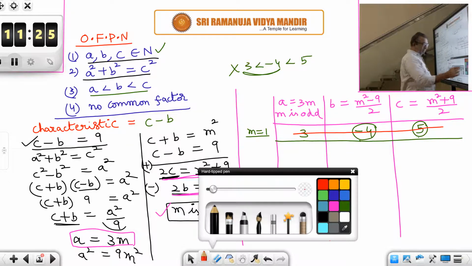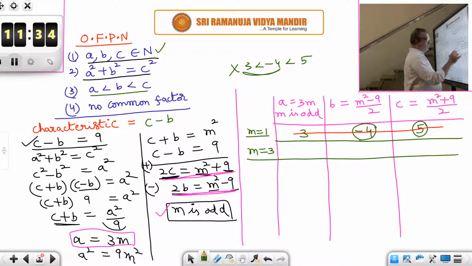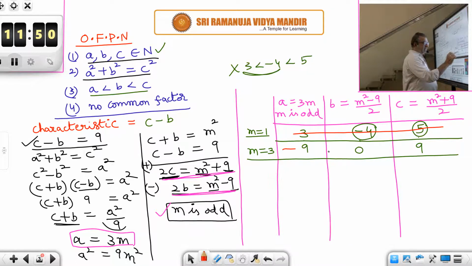So put m is equal to, not 2, but 3, odd numbers. M is odd, so m equal to 3. 3 into 3, 9. (3 square minus 9) by 2, so 0. And (9 plus 9) by 2, 9. Again 0 is not a natural number, so we have to strike it off. These are not acceptable. So m equal to 3 is over, okay. M equal to 5.